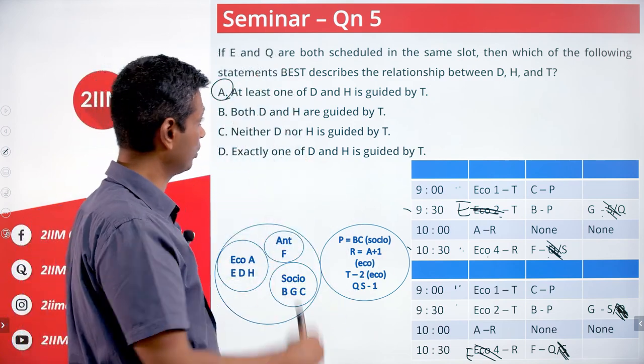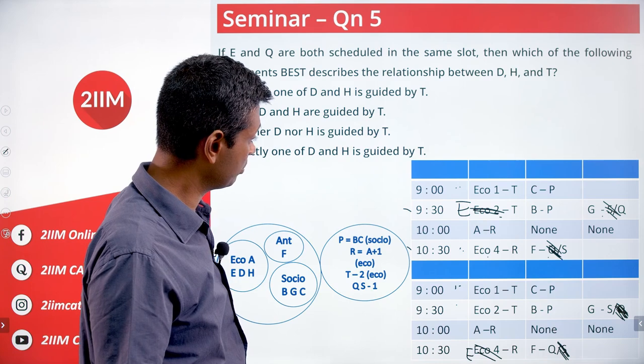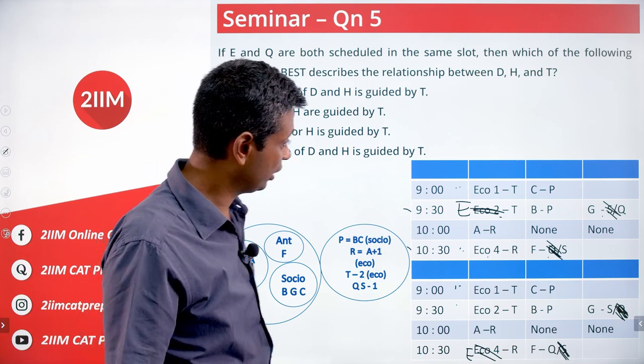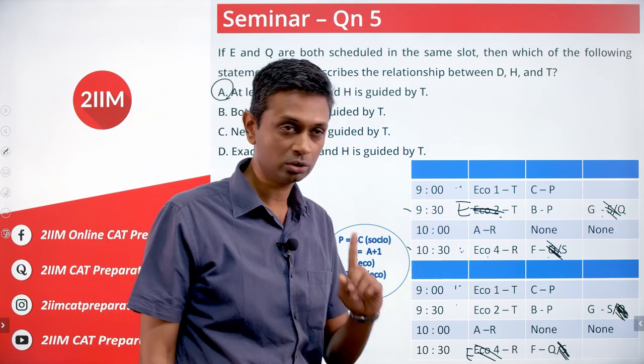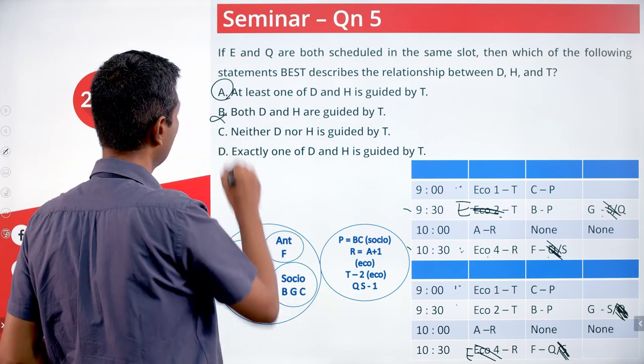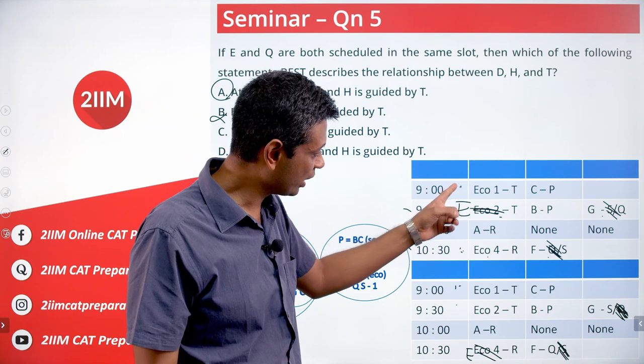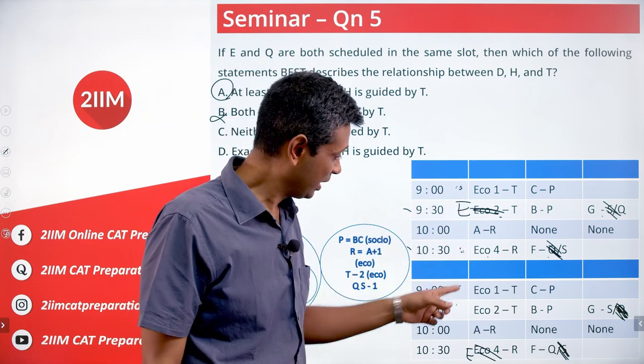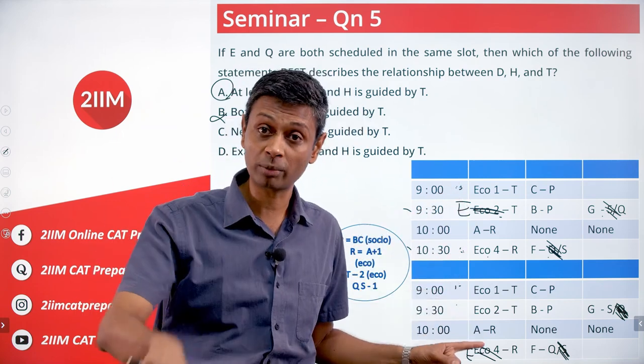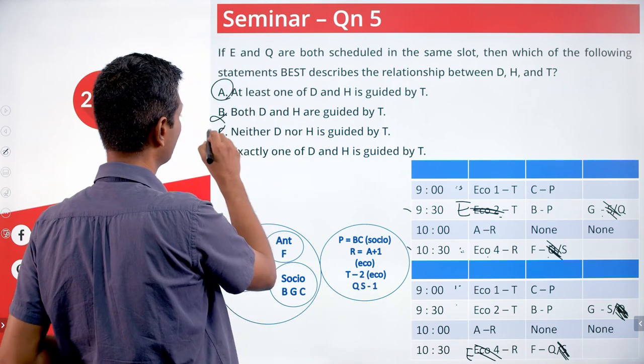But I'm going to look at the others as well. Both D and H are guided by T. Not necessarily. It could be D here and H here. This need not be true. Neither D nor H is guided by T. Not possible. This is D or H. This is H or D. One of the two has to go. In this case, D and H both are mentored by T. So this is not true.